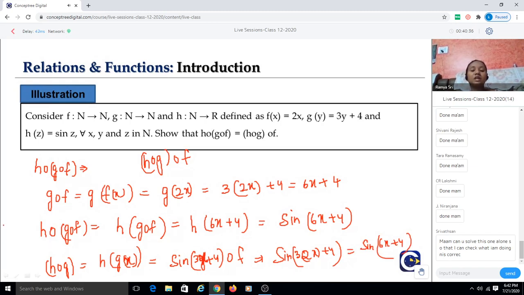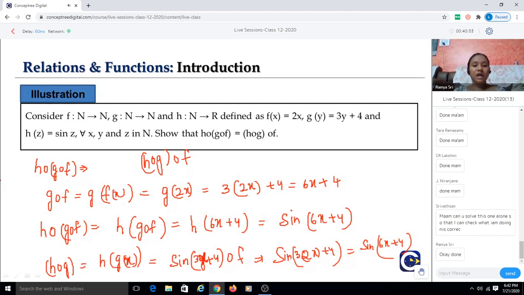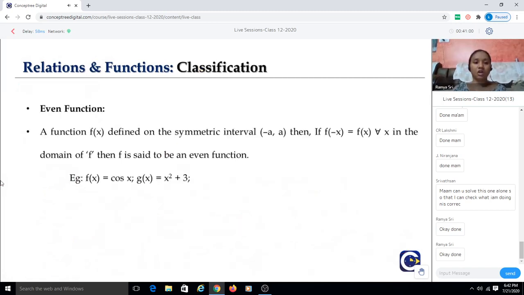So while writing composite functions, the only trick we have to find is simply substituting. We have to follow the order and keep on substituting one function into the other. So this is another example of a composite function as well as our associative property of composite functions. Moving on to our next topic in relations and functions, that is the even function.